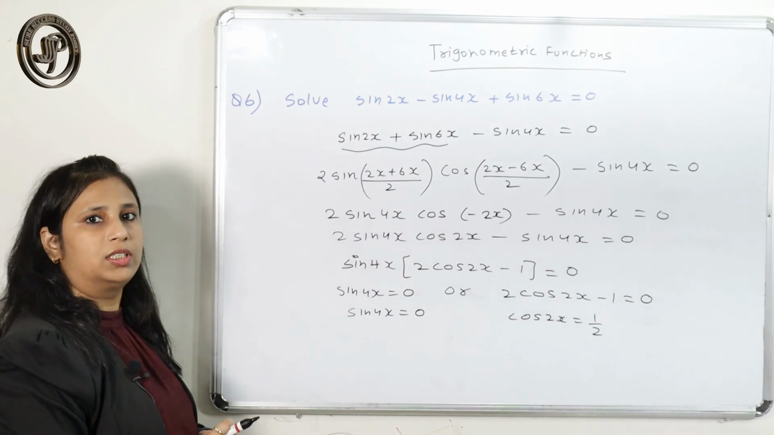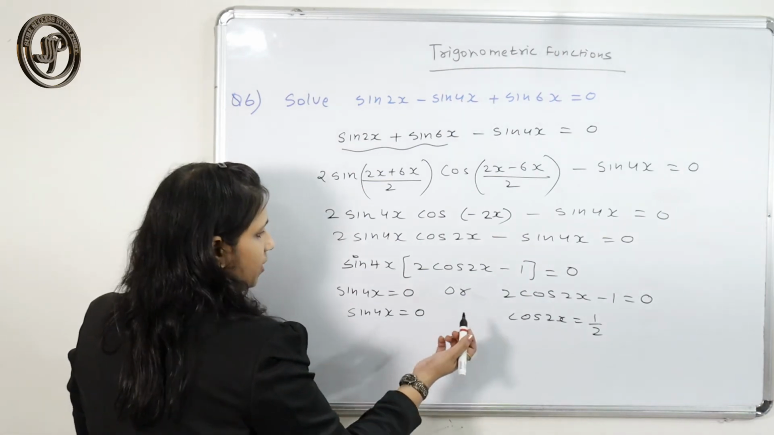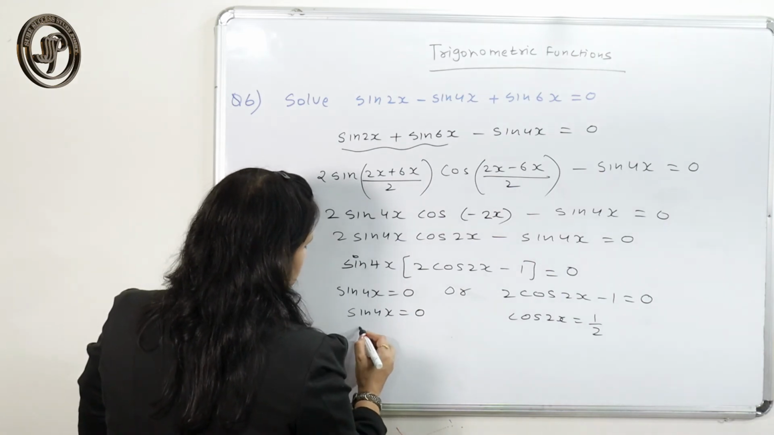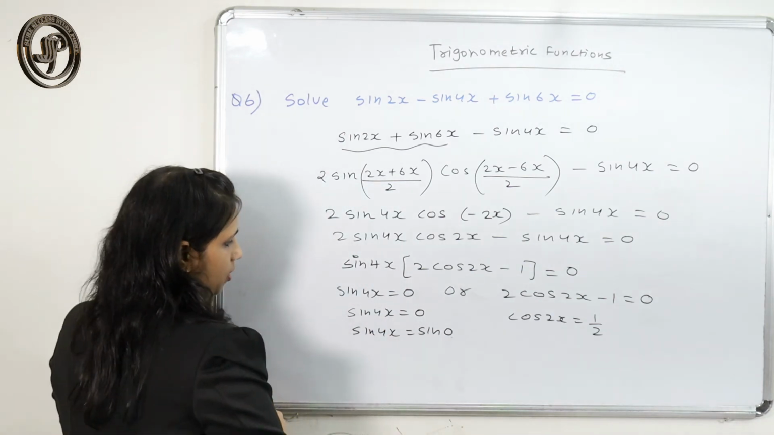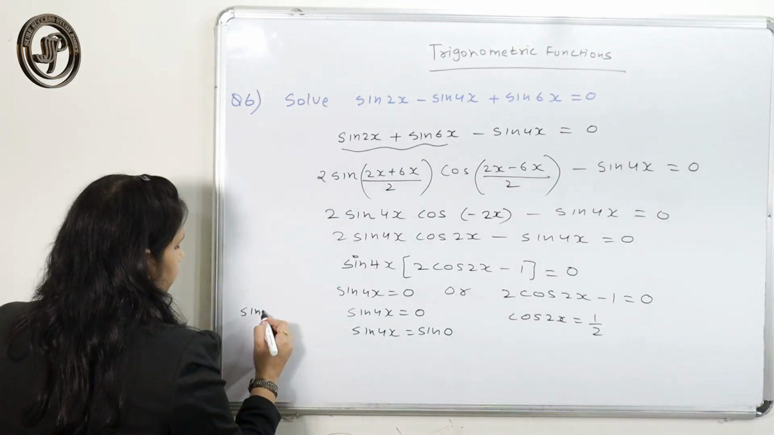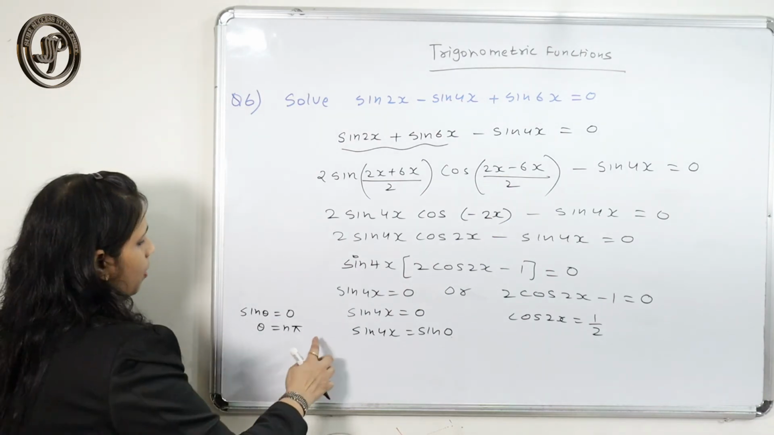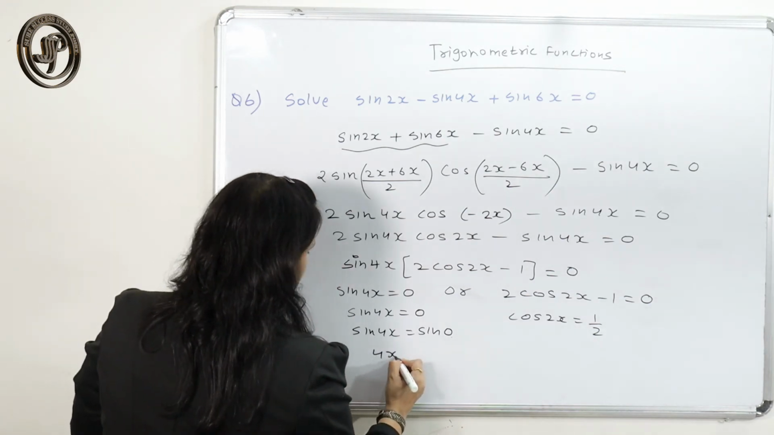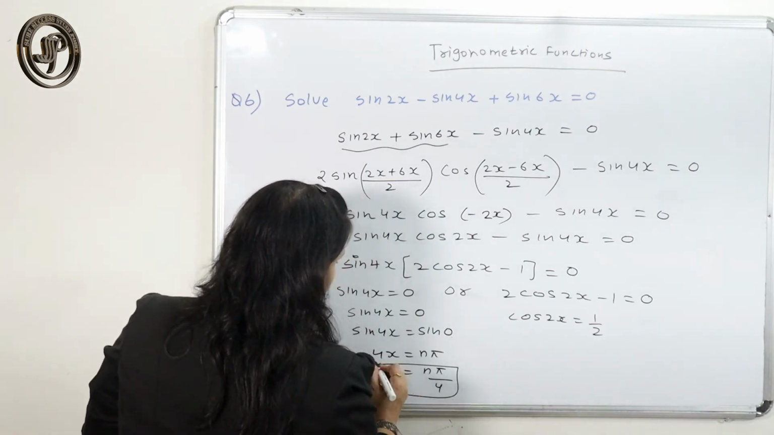Now can we solve these 2 equations? Yes, we can solve them by the same method, we have to find the general solution only. So here sin 4x is equal to sin 0. So sin theta is equal to sin alpha. So if your sin theta is equal to 0, you can directly write theta is n pi, because the rest of the thing will cancel out as your alpha is 0 here. So you can write 4x is equal to n pi only, or x is equal to n pi by 4. Here is one solution.